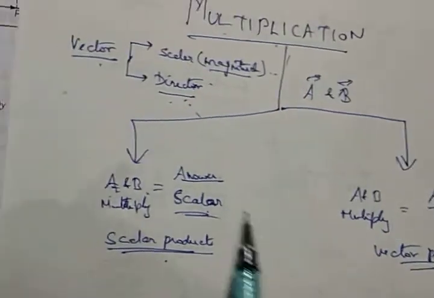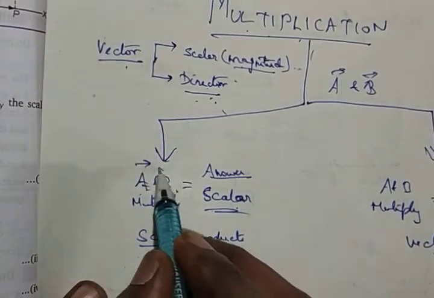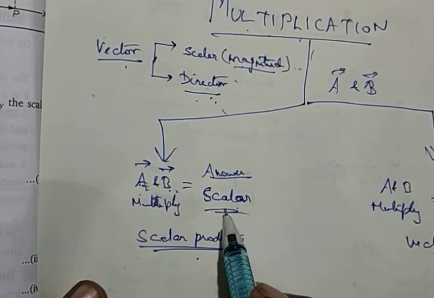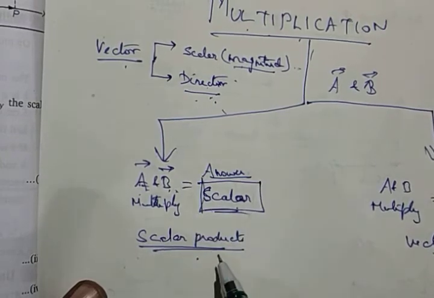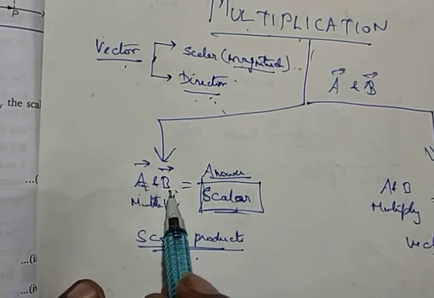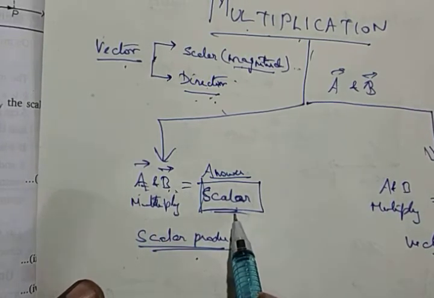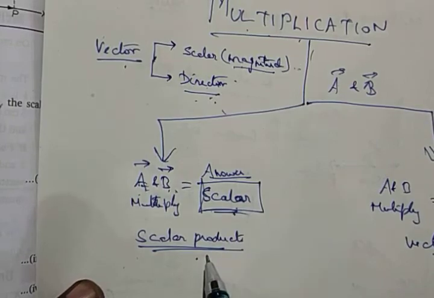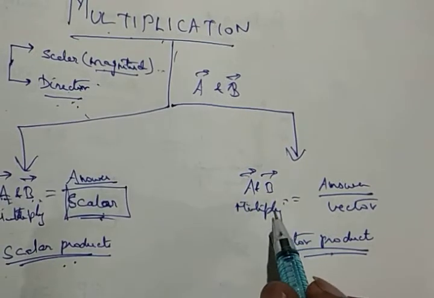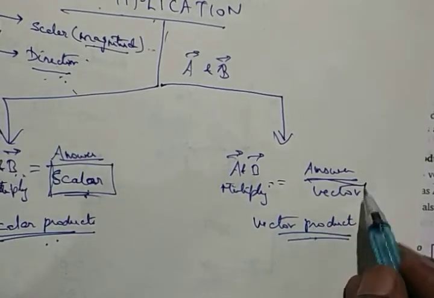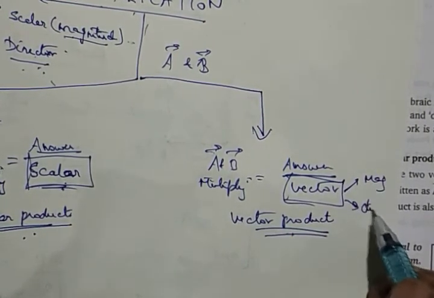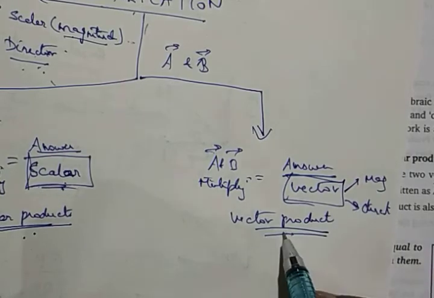When two vectors are multiplied, this is a vector, this is also a vector, both of them have magnitude and direction, but if the answer you get is a mere scalar, then that is called a scalar product. A and B gives a scalar answer. Now here, there is a vector, this is also a vector, multiply these two, but you get an answer as a pure vector, which has magnitude and direction. Then that is called vector product.